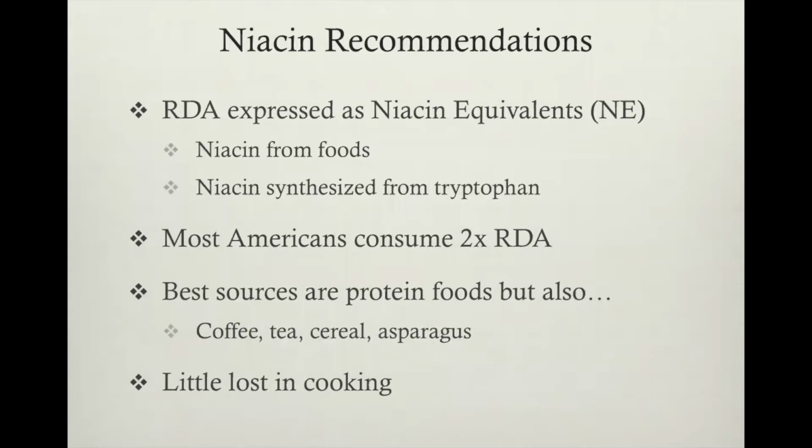Niacin recommendations. The RDA for niacin is expressed as niacin equivalents, and this is because we can get niacin from food sources, as we saw in the previous slide, or we can actually synthesize our own niacin from the amino acid tryptophan. And it takes about 60 milligrams of tryptophan to make 1 milligram of niacin. We're able to meet 50% of our niacin needs just through this synthesis pathway. However, in order to synthesize it, we obviously need adequate tryptophan, and we also need riboflavin and B6. Most Americans do meet their recommendations for niacin. And like we said, food sources are good, protein foods, but also coffee, tea, cereal, and asparagus. And only a small amount is lost during the cooking process.